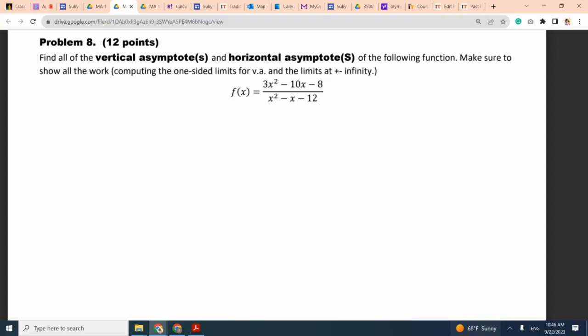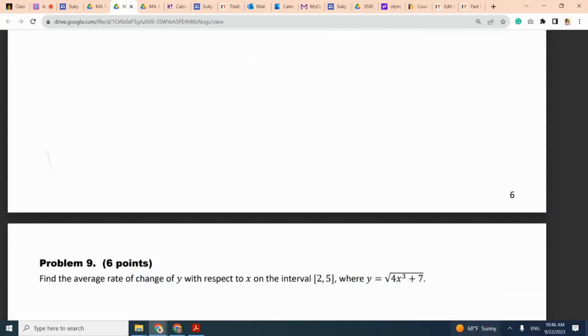Okay? And to find horizontal asymptotes, you let x go to infinity or minus infinity. So you look at the dominant terms, okay? And do not look at the lower terms, okay?